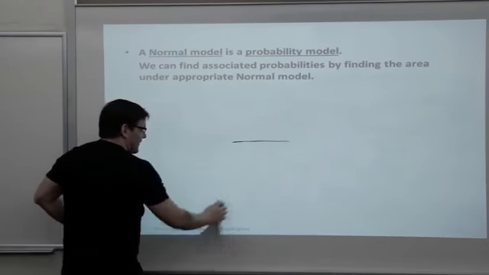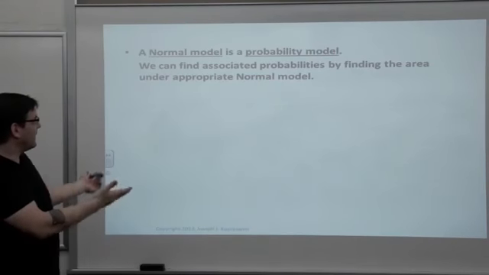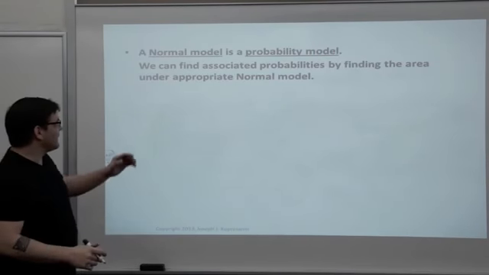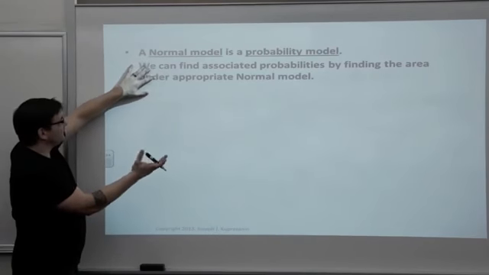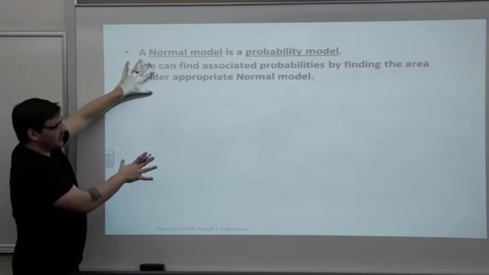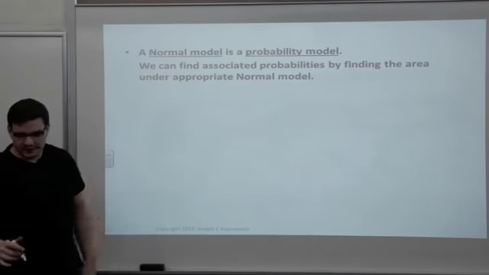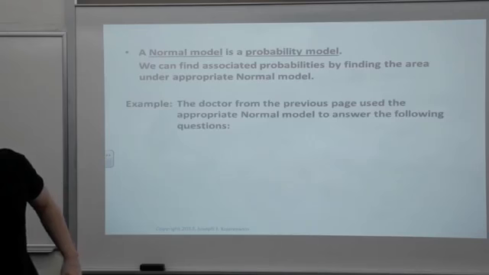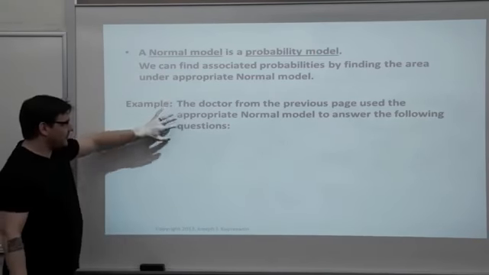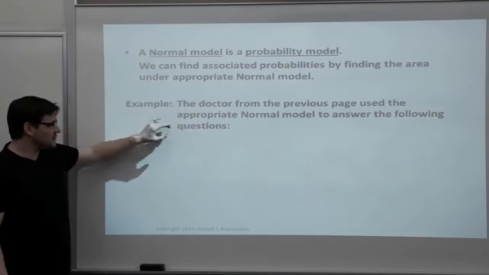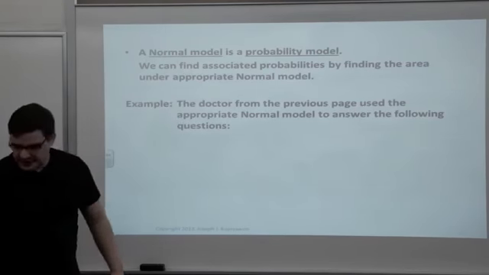A normal model is a probability model. In the previous lesson, we talked about probability. A normal model is a probability model. And so we need to use this idea we touched on in the previous lesson. We can find associated probabilities by looking at the areas under that normal curve. So to show that, let's go back to the doctor's example with the heights of females. The doctor from the previous page used the appropriate normal model to answer the following questions.